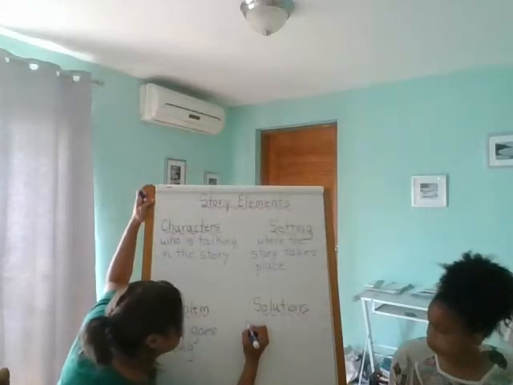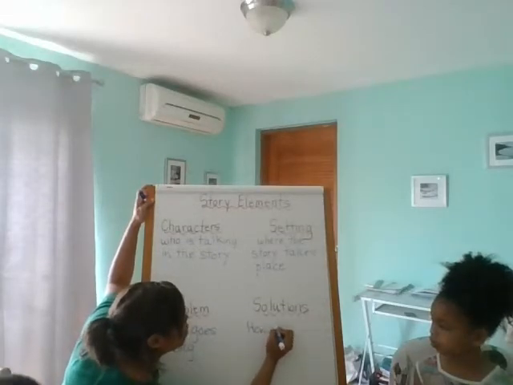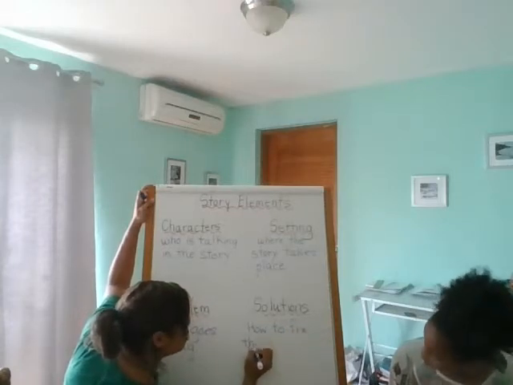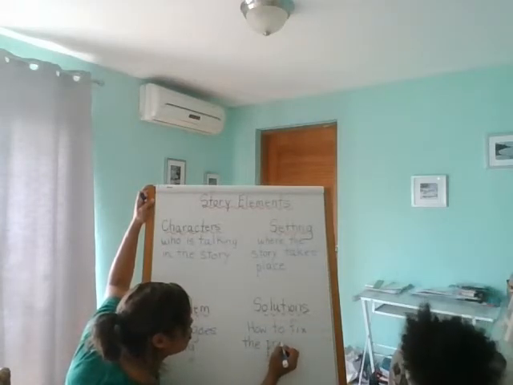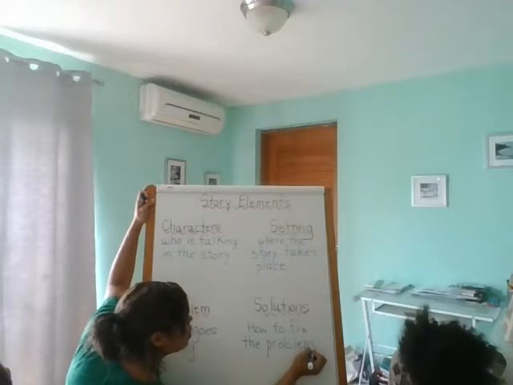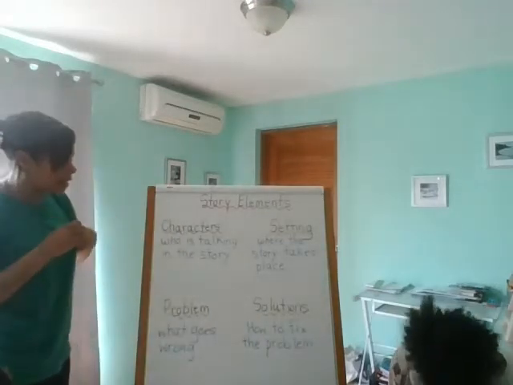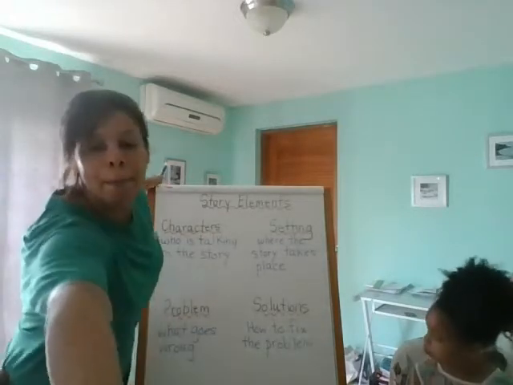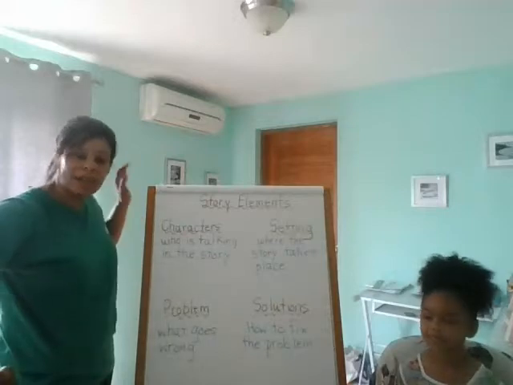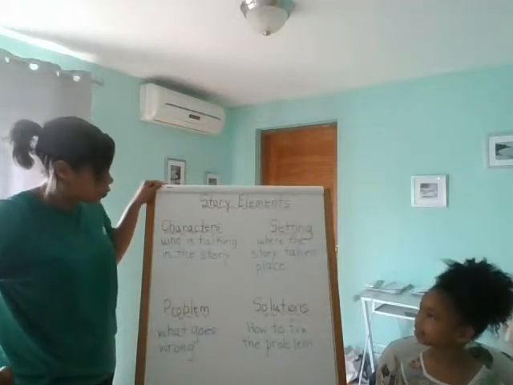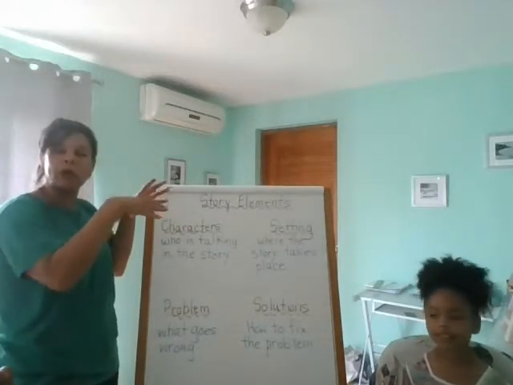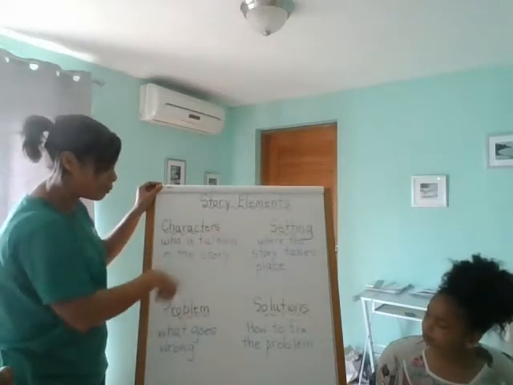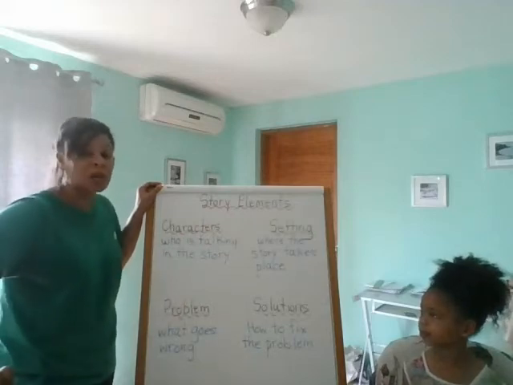So, how to fix the problem. Again, put me on pause so you can get the definitions down for these four very basic story elements. You should have enough time to write these four story elements down. This is the bare bones of pulling important information out of a fiction story. If you can identify these four items, then you should be in good shape to understand the story.